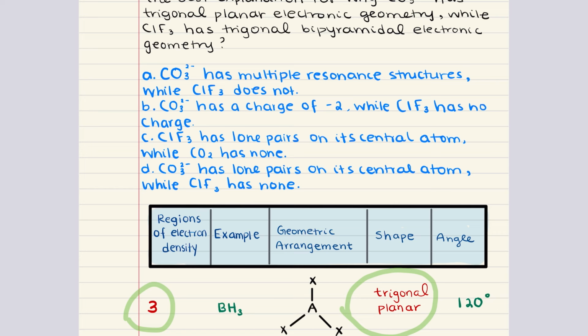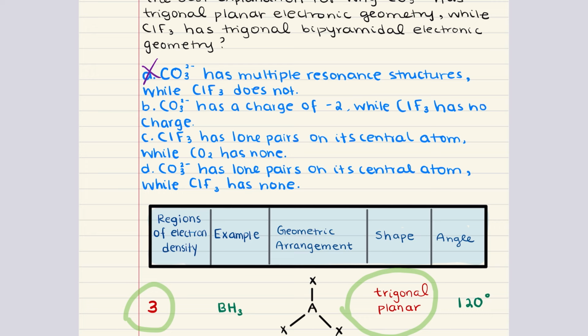The first answer choice says carbonate has multiple resonance structures while chlorine trifluoride does not. And while it is true that carbonate has multiple resonance structures, resonance does not determine the basic electronic geometry, which is going to be predicted by VSEPR theory based on electron pairs, based off of regions of electron density. So A is not really a good explanation for why carbonate and chlorine trifluoride have different electronic geometries.